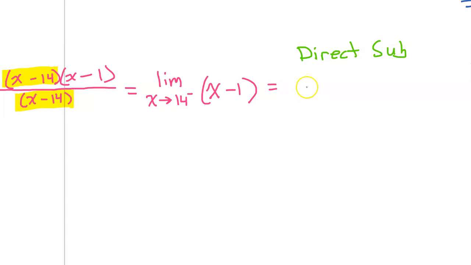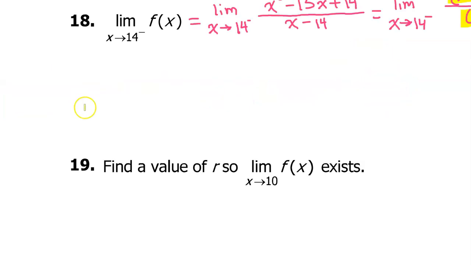When we do our direct sub, we're going to get 14 minus 1, which is 13. So the limit is 13. For this last problem, we need to find a value of r so the limit as x approaches 10 exists.